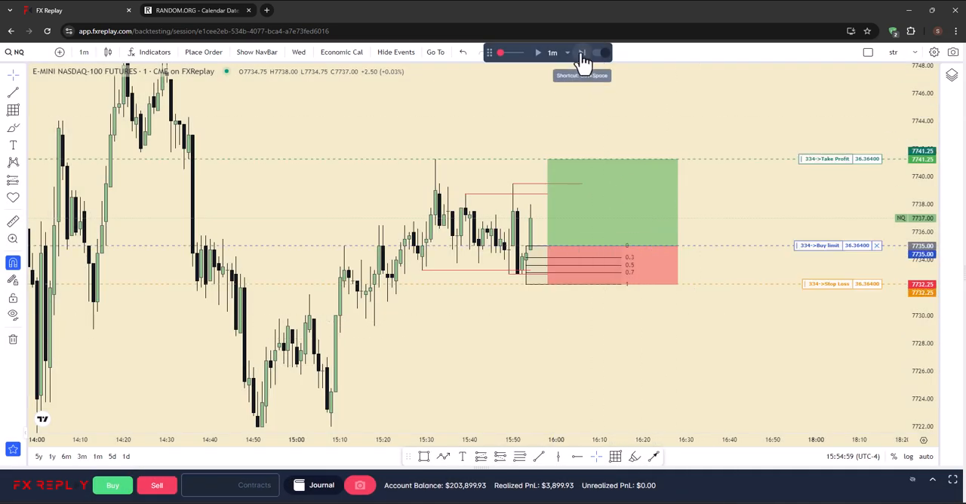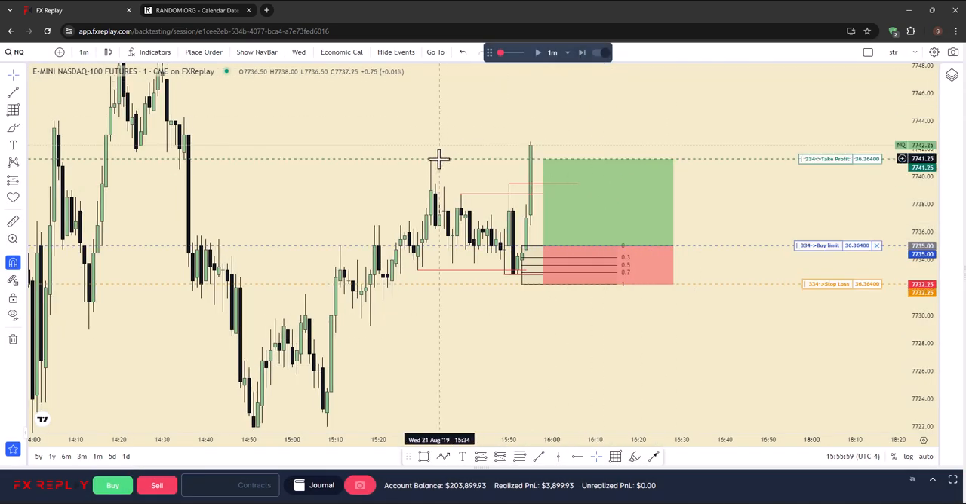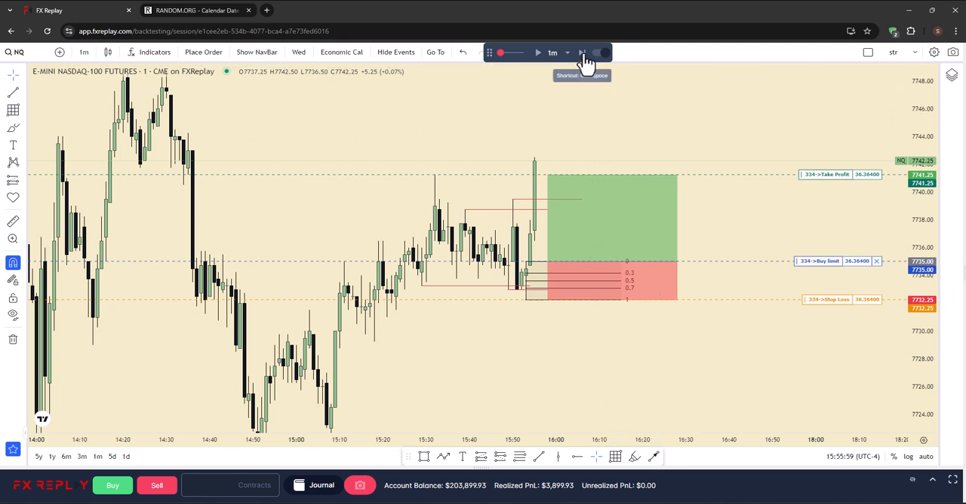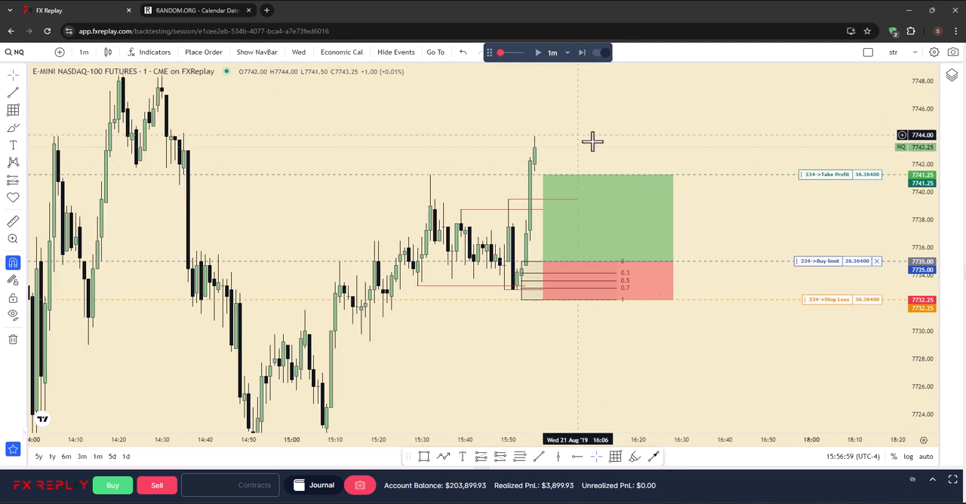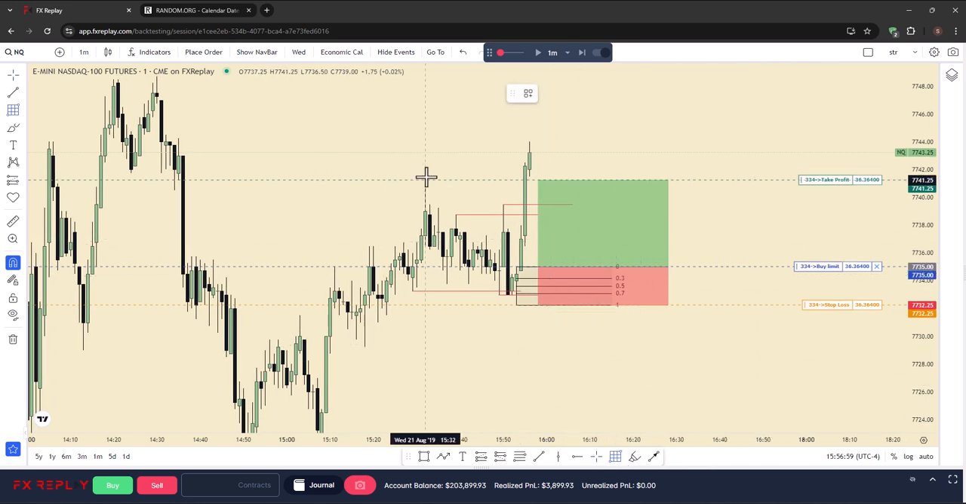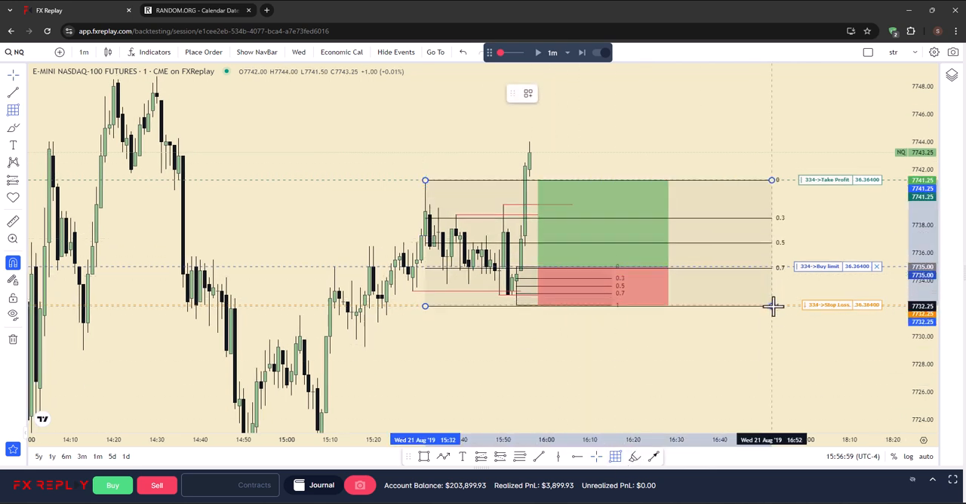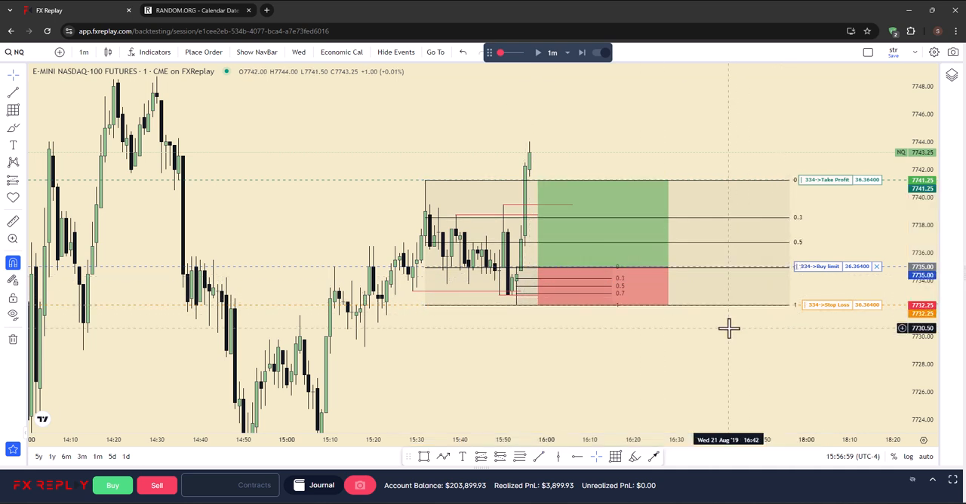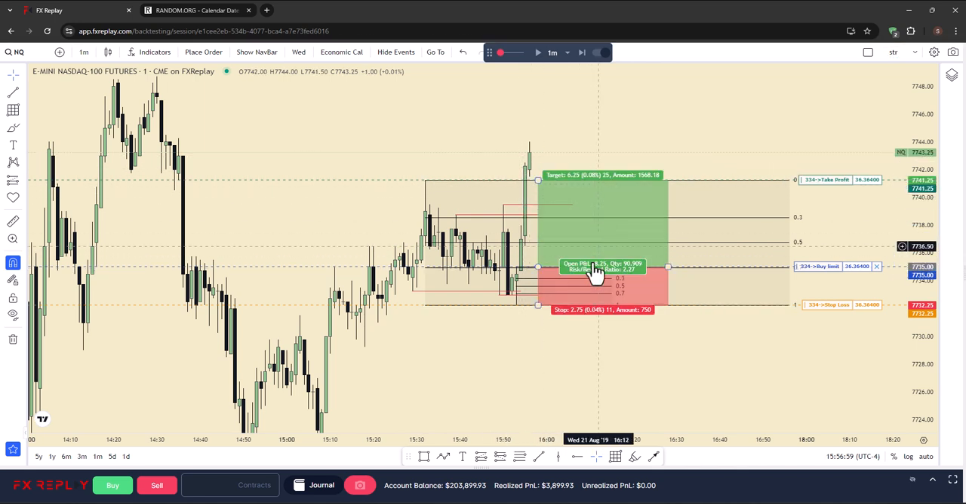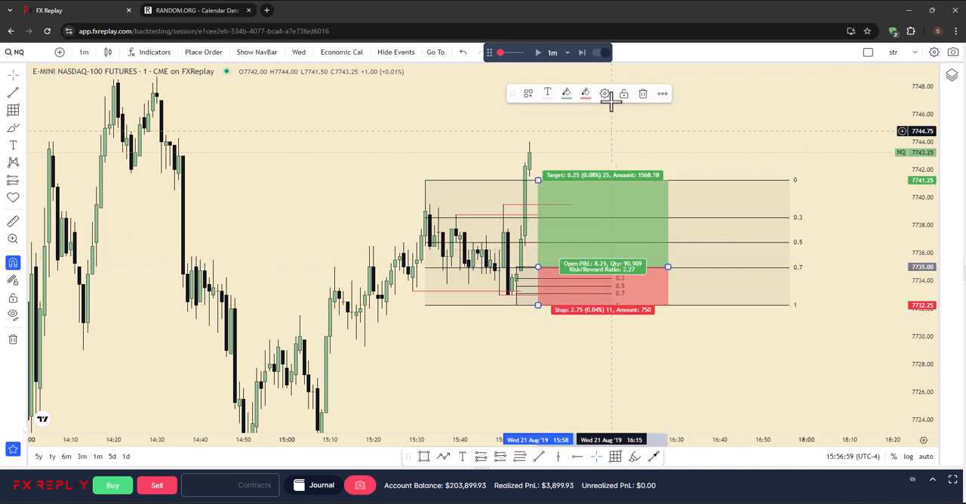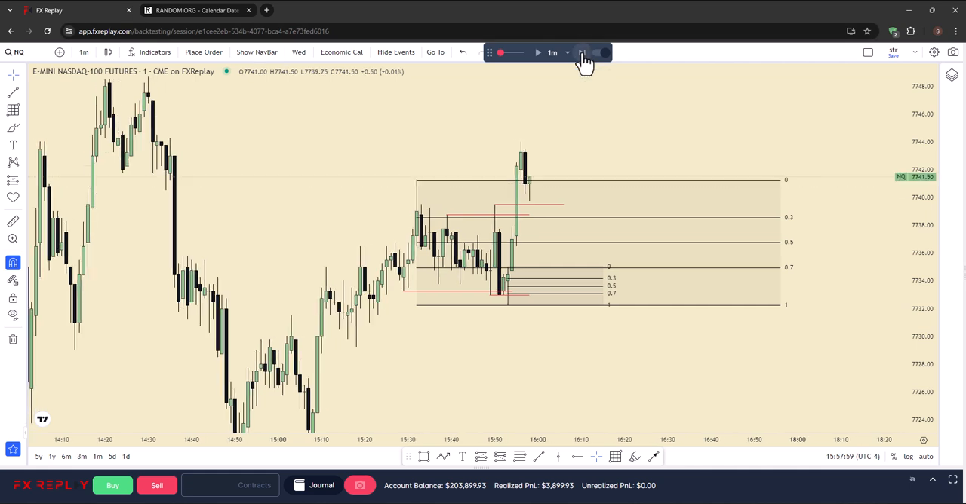So let's see. Okay, so now we close above it, right? We're going to keep it. But the problem is now we have this whole zone right here, and this is like the origin of the move. I'm not sure if price is going to go all the way to the origin of the move. So let's remove this. Let's look for another entry if given.